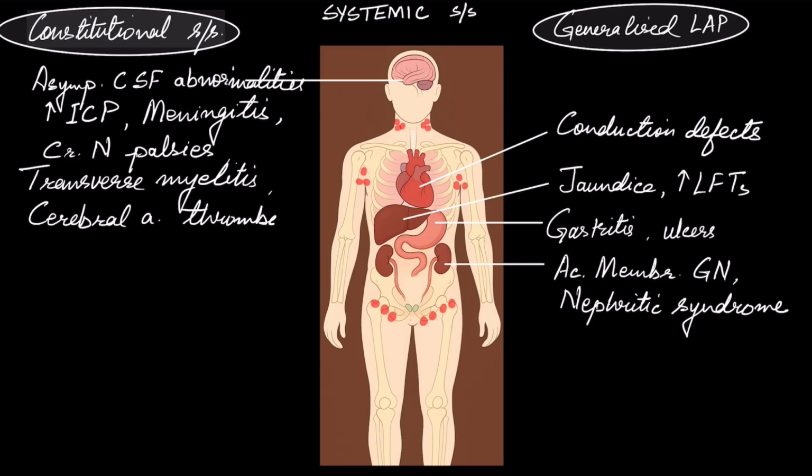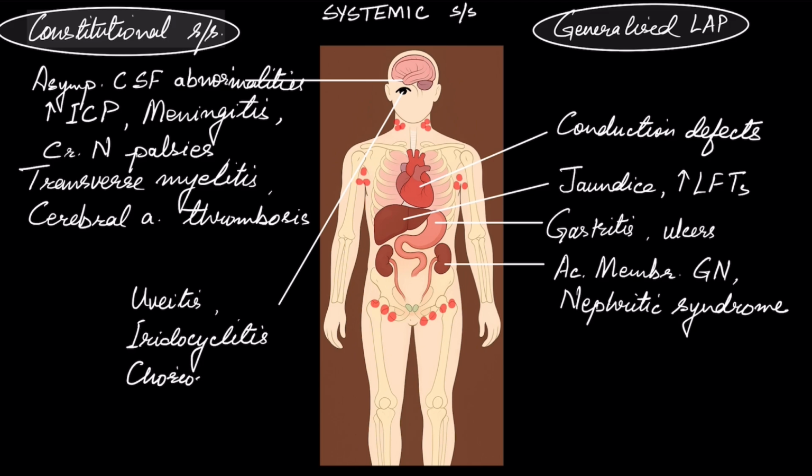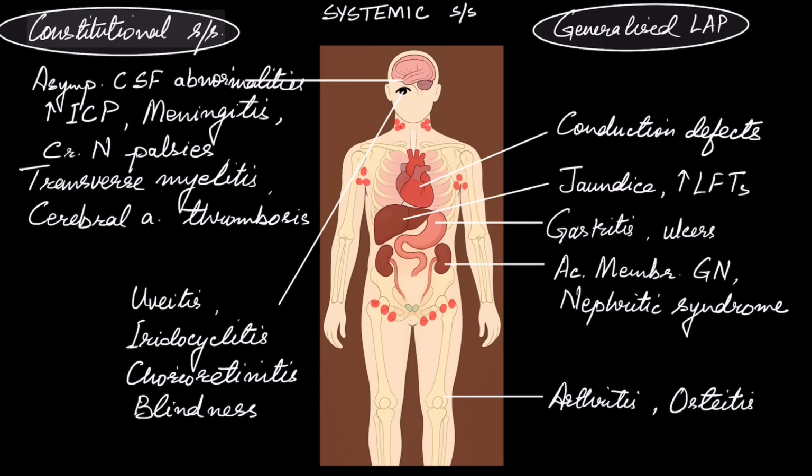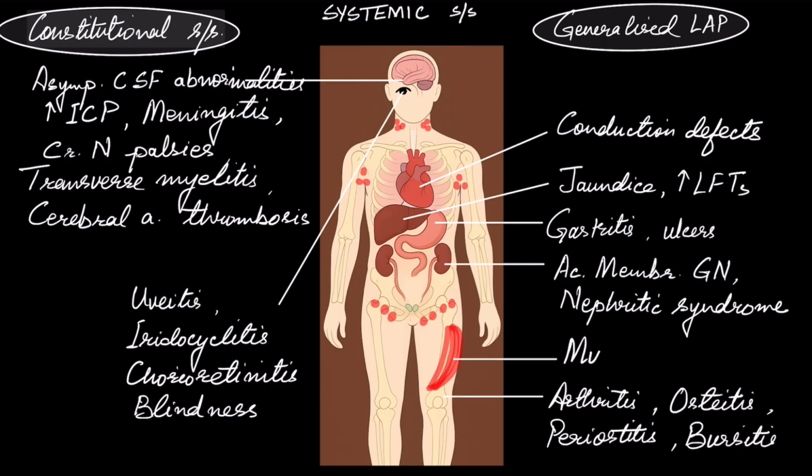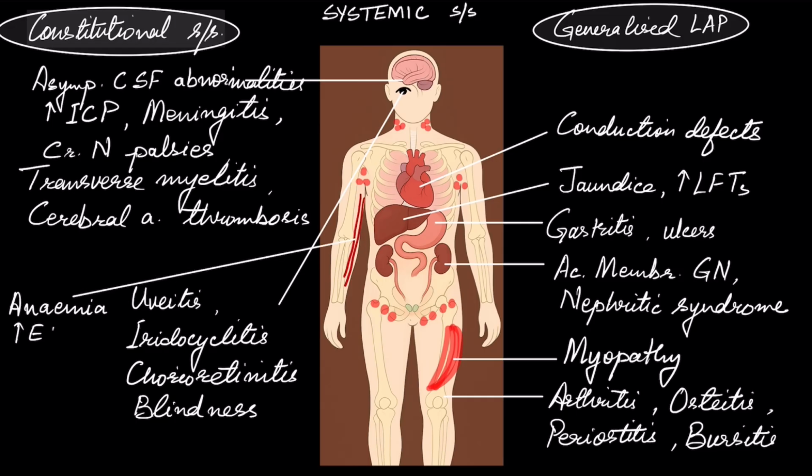Next, coming to the eyes, there can be uveitis, iridocyclitis, chorioretinitis, and even blindness in some cases. Moving on to the musculoskeletal system, there can be arthritis, osteitis, periostitis, bursitis, and myopathy. The blood picture might show anemia, increased ESR, and leukocytosis.